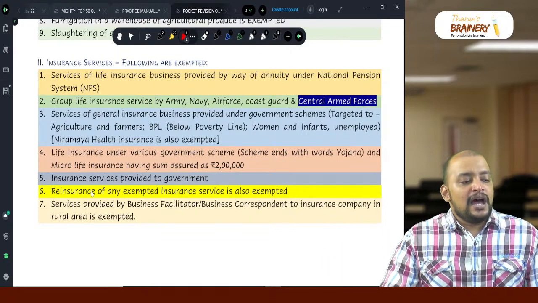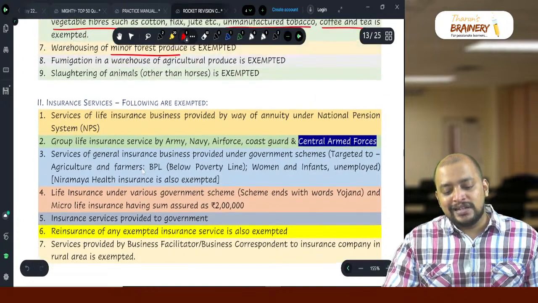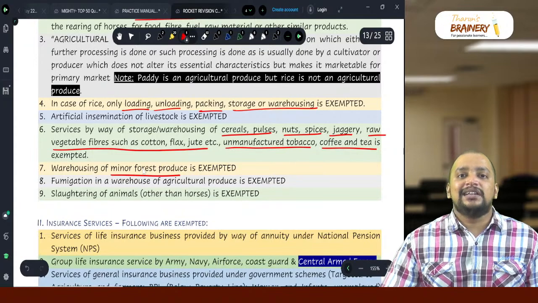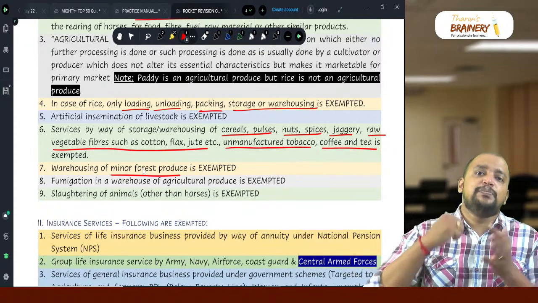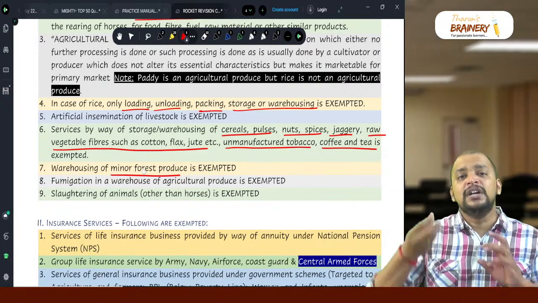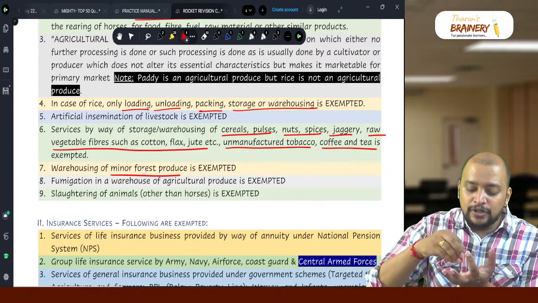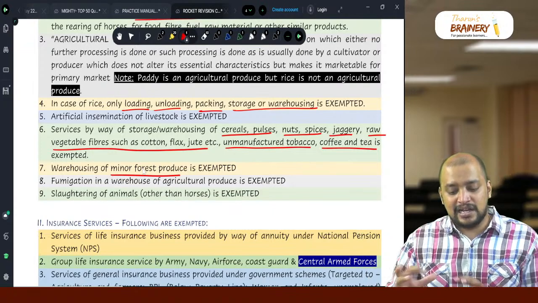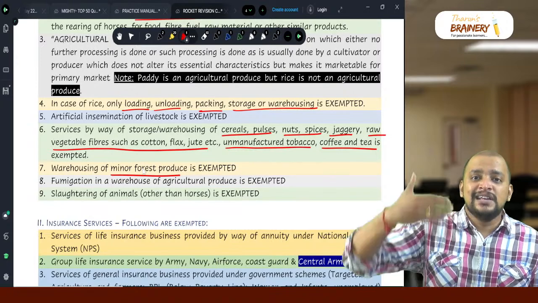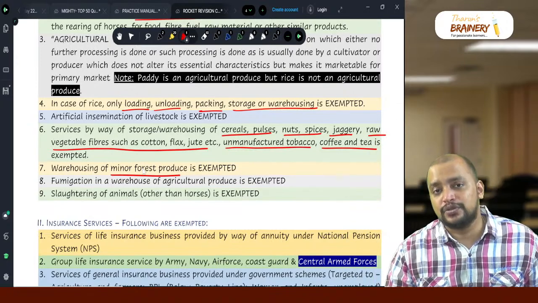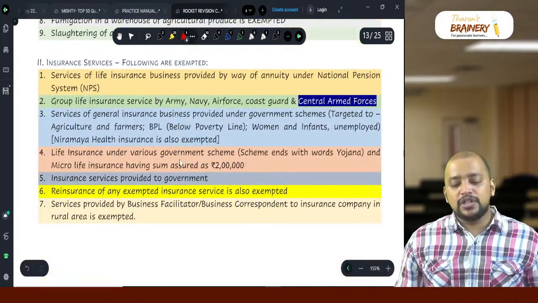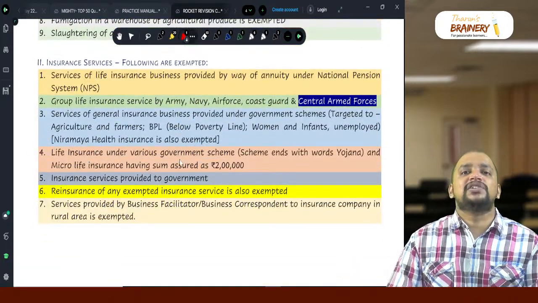Okay. Unmanufactured tobacco means tobacco that we get from the plantations, and that we break into powder. That is known as unmanufactured tobacco, which is put into beedis, cigarettes, etc. As we do the process of cutting the tobacco plant, due to that reason, it will not come under agricultural produce. Okay. Then, insurance services, the first point, National Pension System Trust.